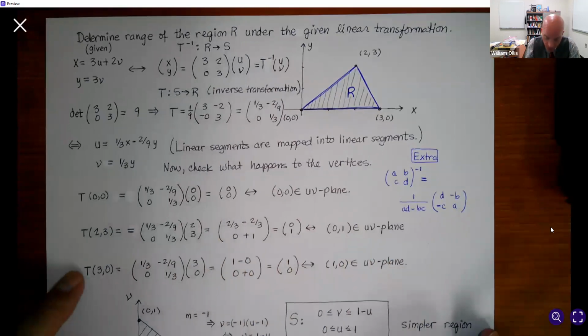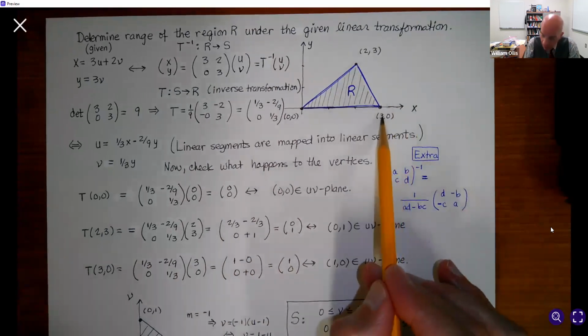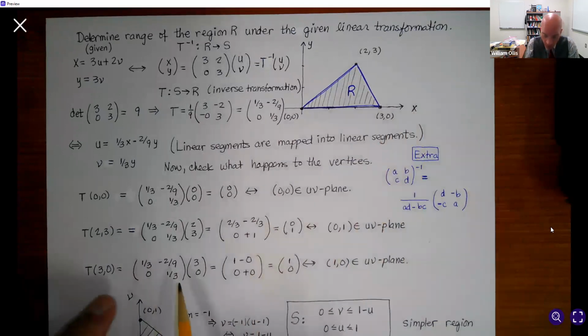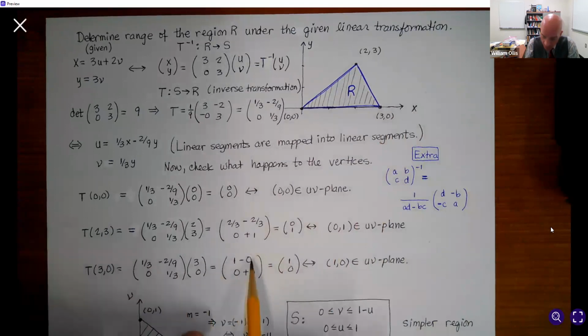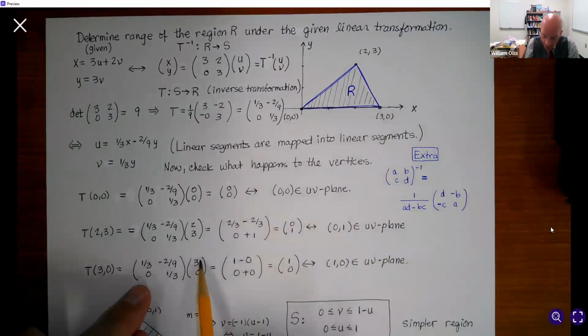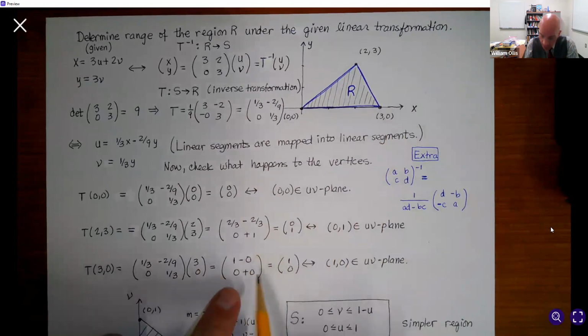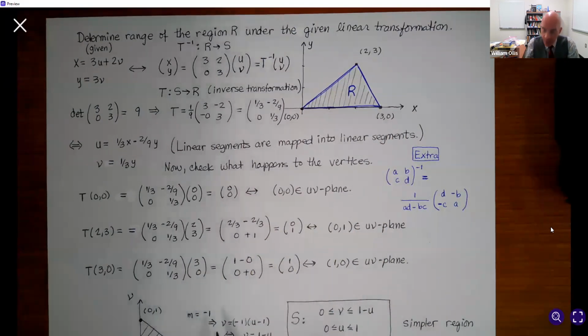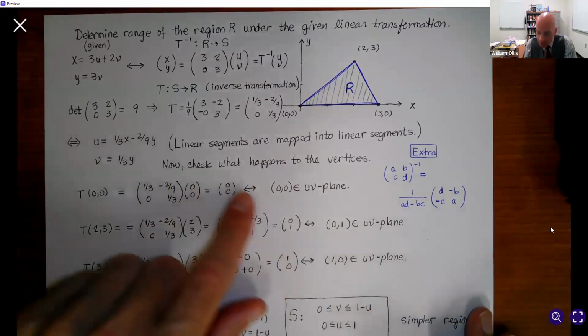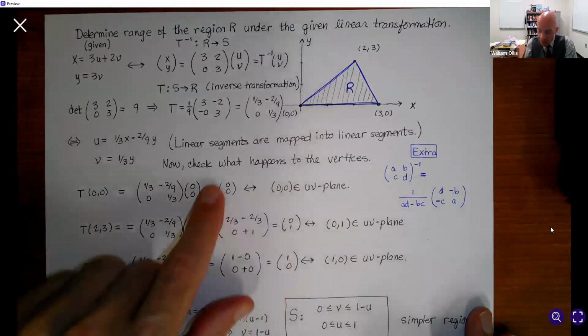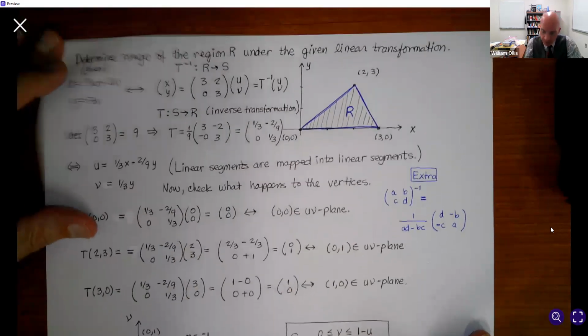And then for the last pair, 3, 0 in the XY plane, we apply the matrix. So we get 1/3 times 3, which is 1. Then, of course, a 0 entry. And then downstairs, we get 0 plus 0. Again, 1, 0. So we get the ordered pair 1, 0 in the UV plane. So now we get what appears to be a much simpler region, these being the new vertices.